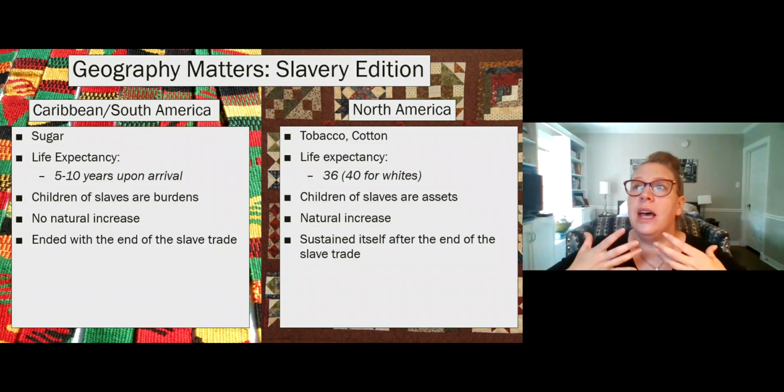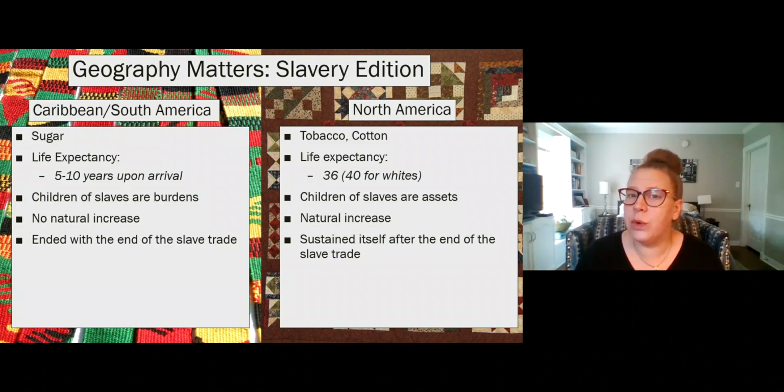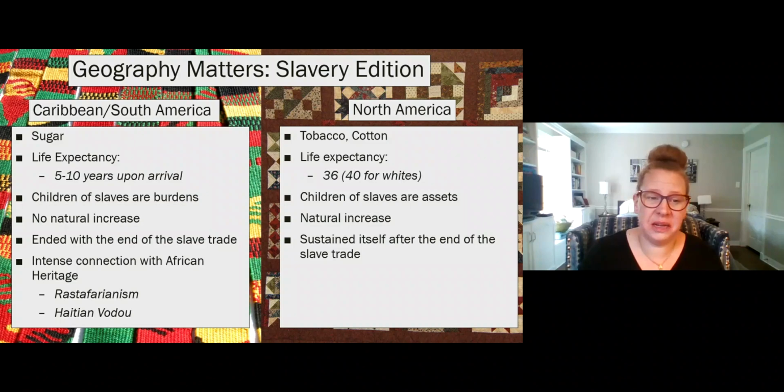So even though the slave trade in the United States was ended around 1810, we were able to sustain slavery for 50 more years because of this natural increase. So, yeah, we were able to do it internally.